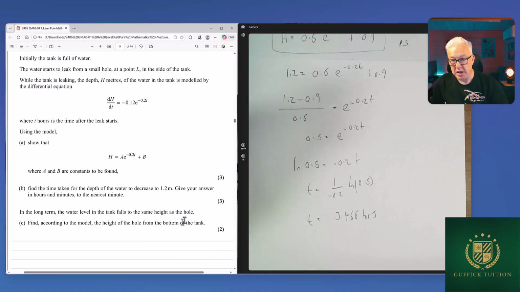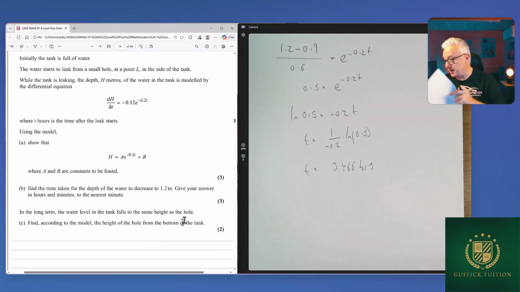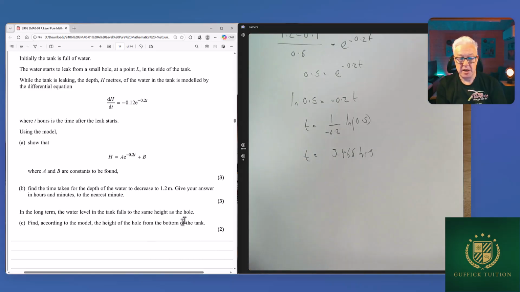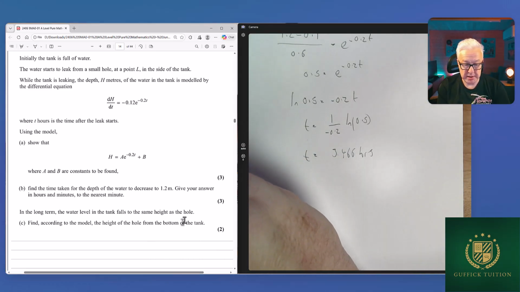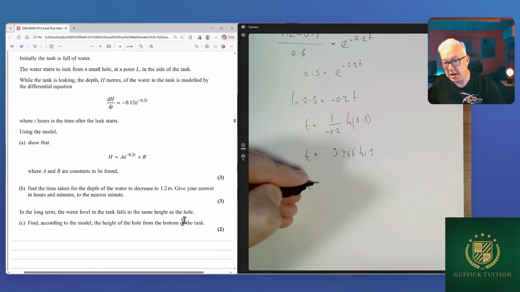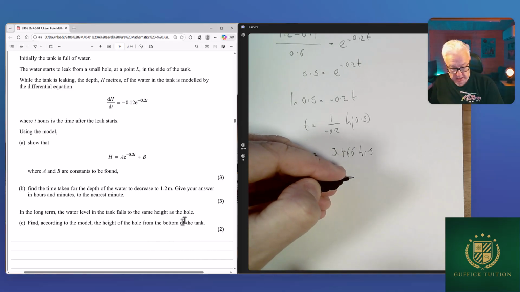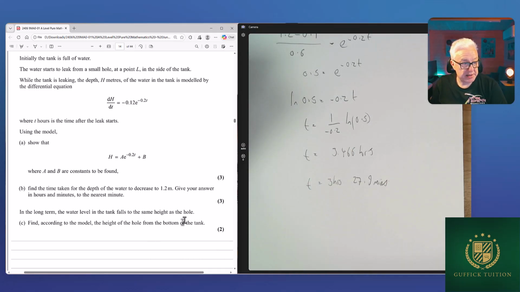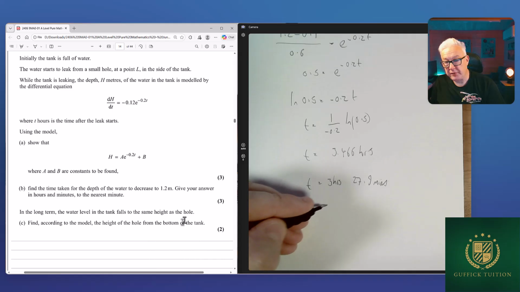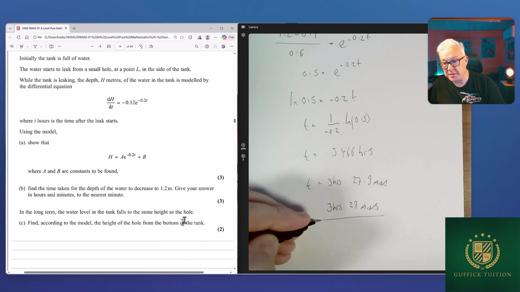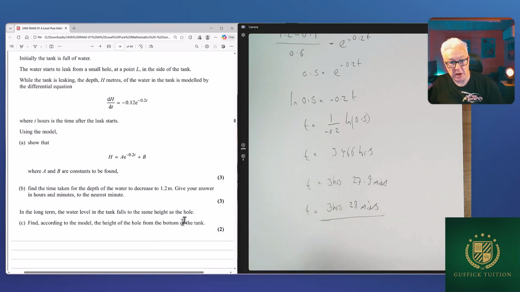So that is 3.466 hours. Now, the question, you have to be careful, says give the answer in hours and minutes. So what we need to do is take our 0.466 and times that by 60. So timesing that by 60 gives me 27.9 minutes. So the time t is equal to 3 hours and 27.9 minutes. However, the question's asking for the nearest minute, so therefore the time is 3 hours and 28 minutes to the nearest minute. Okay, perfect. Right, so far so good.